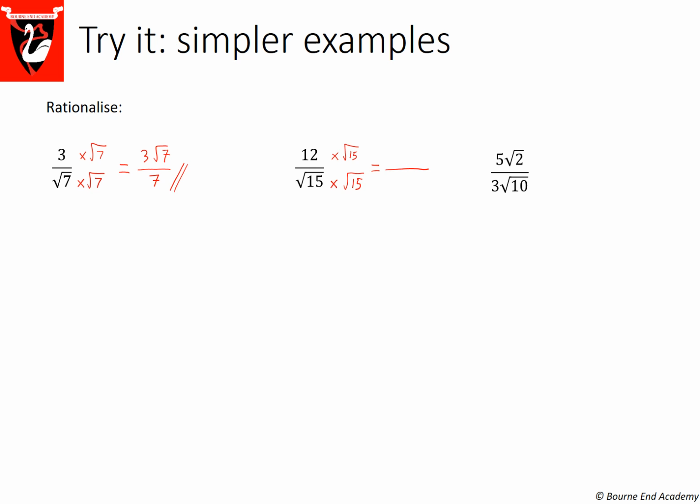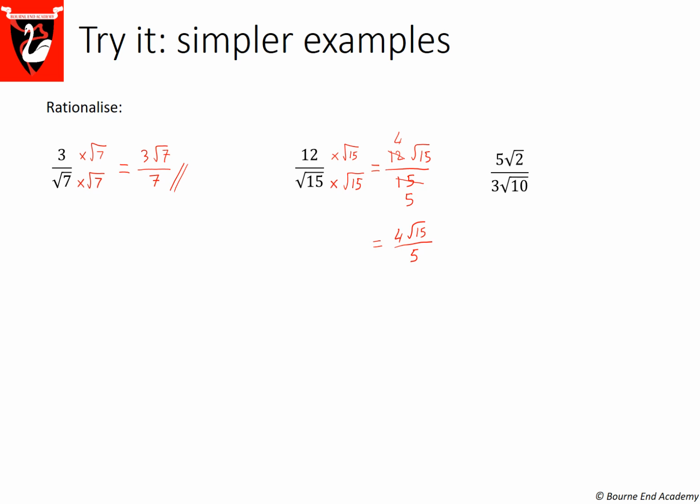So what does this give me? The denominator is going to be root 15 times root 15, which is 15. The numerator is going to be 12 root 15. And before I move on, let's check whether we can simplify anything. Well, the 12 and the 15 are both multiples of 3. So let's divide the top and the bottom by 3. The numerator, if we divide 12 by 3, we're left with 4. The denominator, 15 divided by 3, is 5. My final answer will be 4 root 15 over 5.